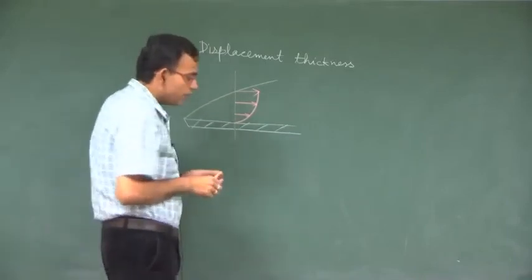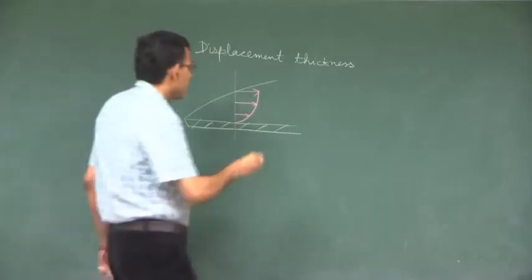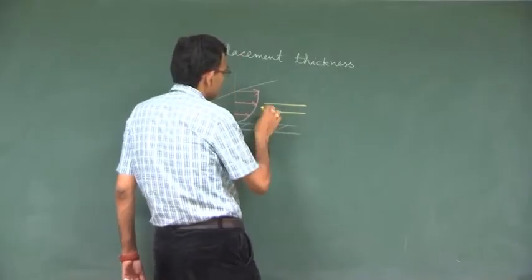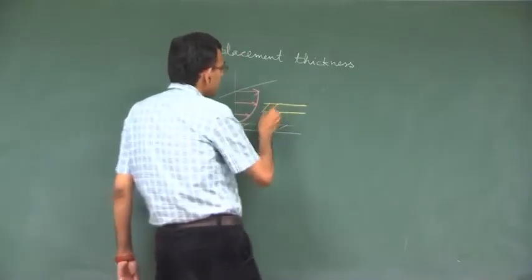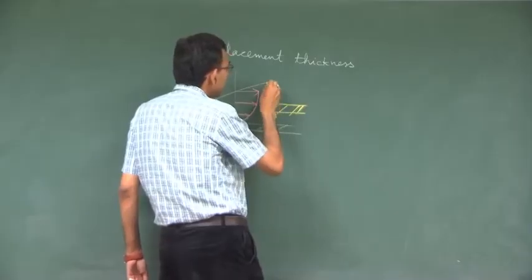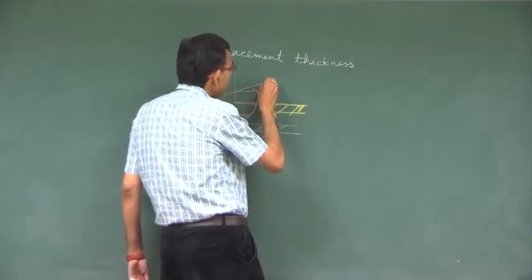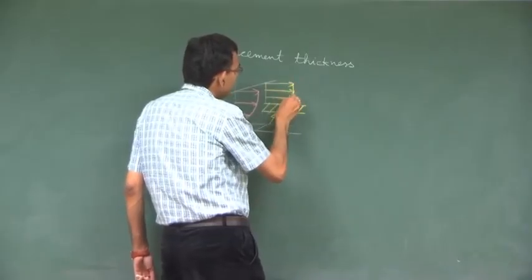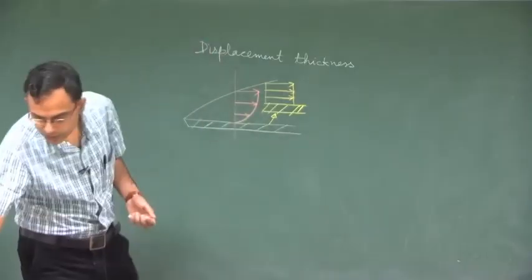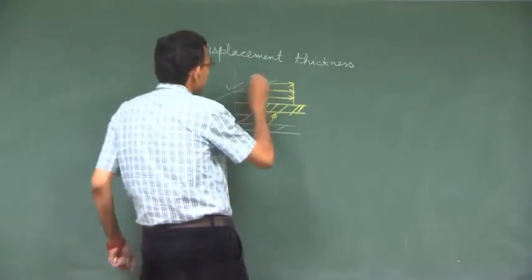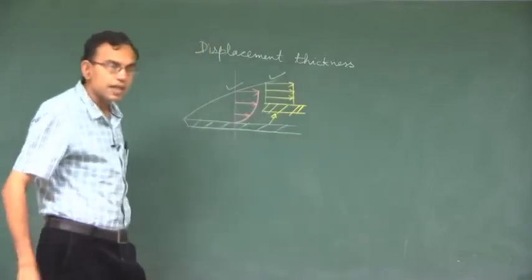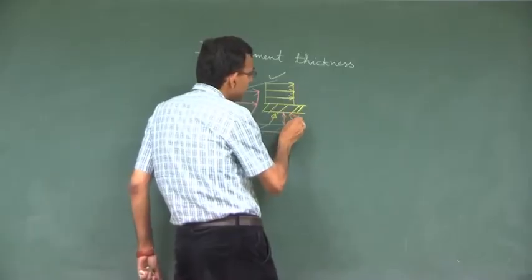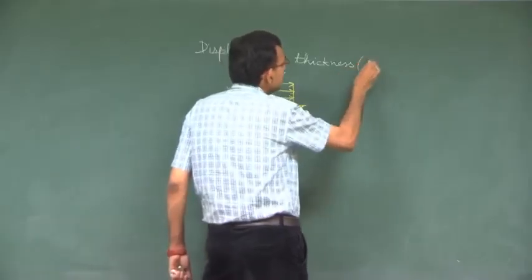Now, if you imagine that this boundary is physically displaced, so that the boundary comes here, and then you have a uniform velocity over that boundary, the flow rate at this section and the flow rate at this section remain the same. Then this imaginary displacement of the boundary is called the displacement thickness, delta star.